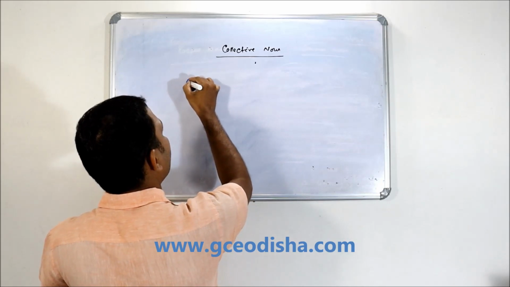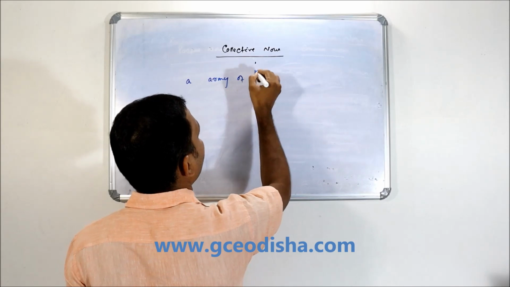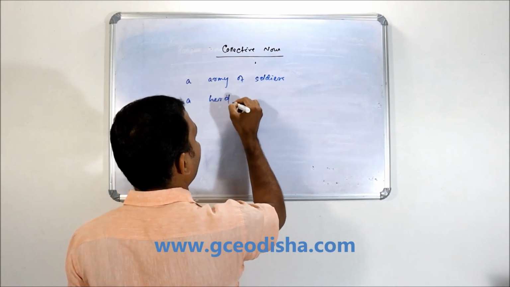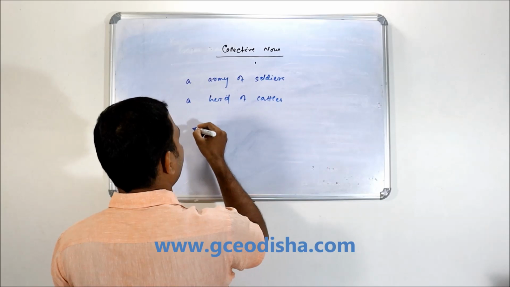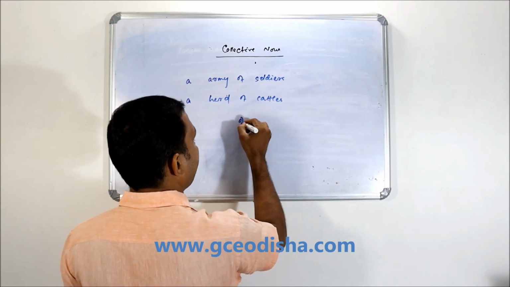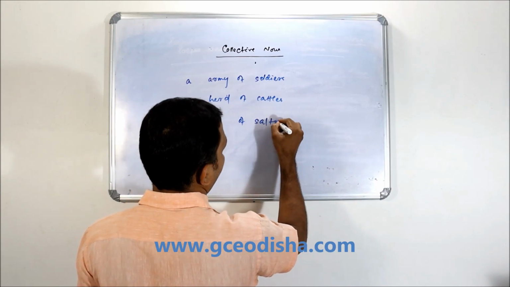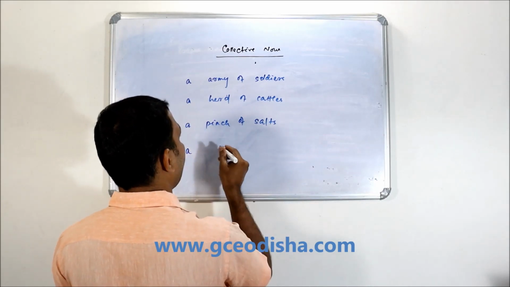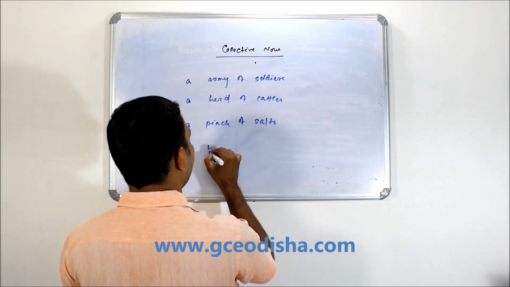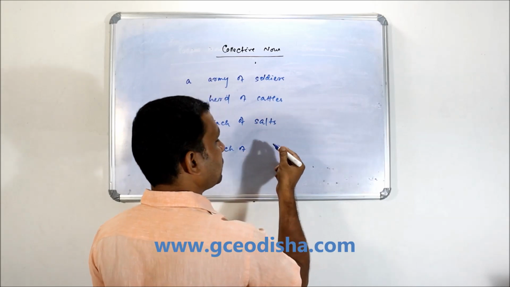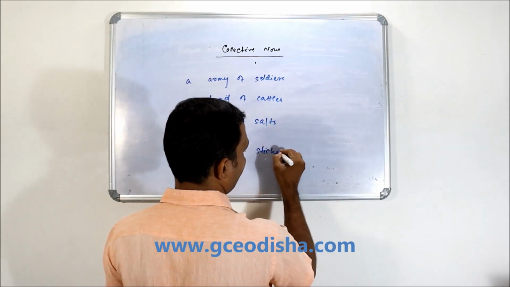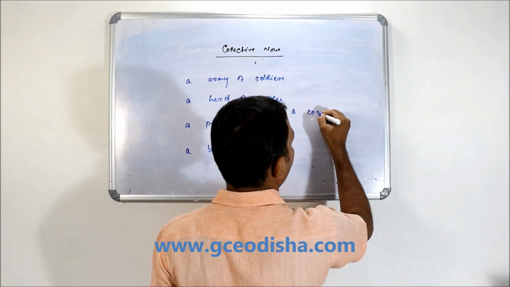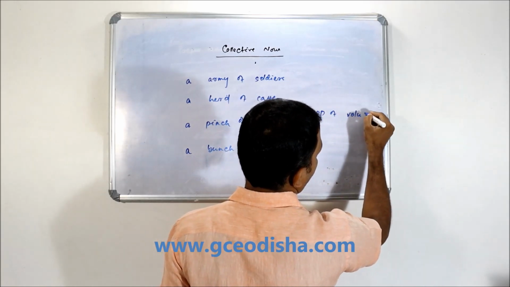See, suppose I write here: an army of soldiers, a herd of cattle, a pinch of salts, a bunch of sticks. Okay, even here, a corps of volunteers.